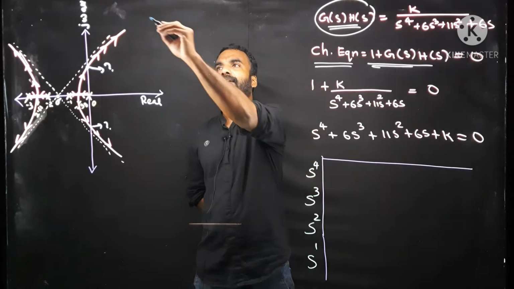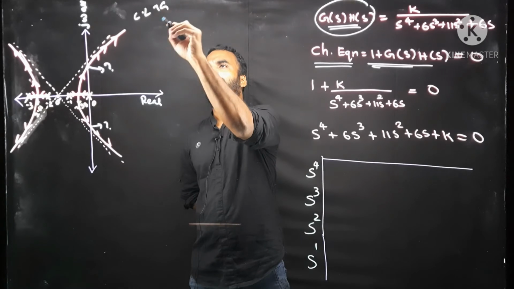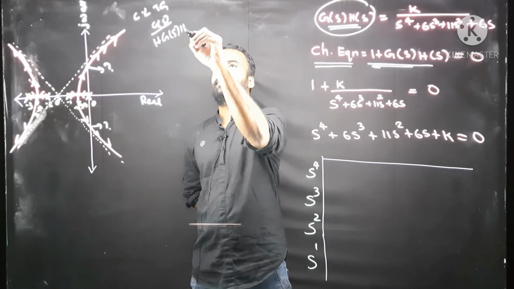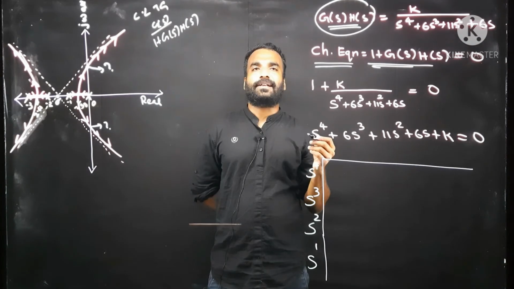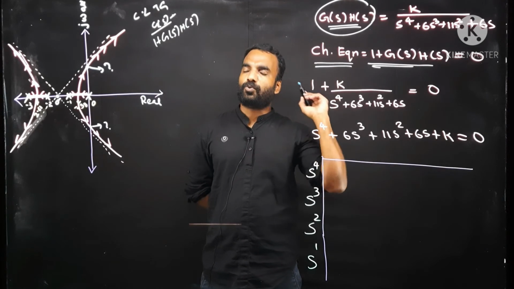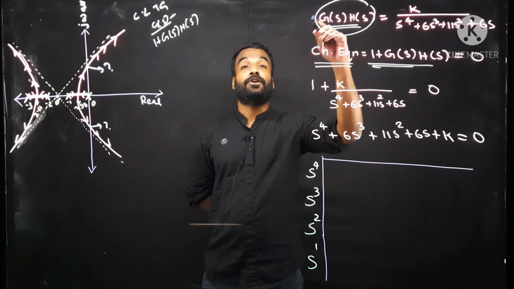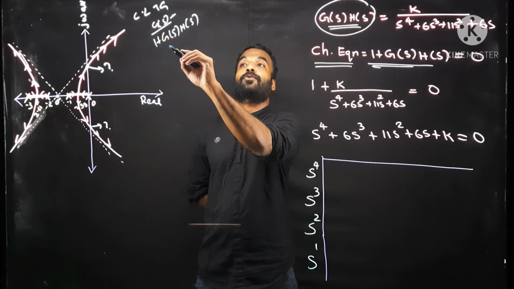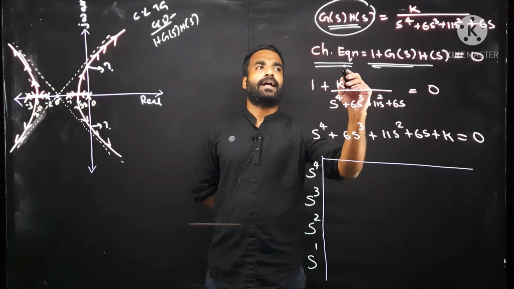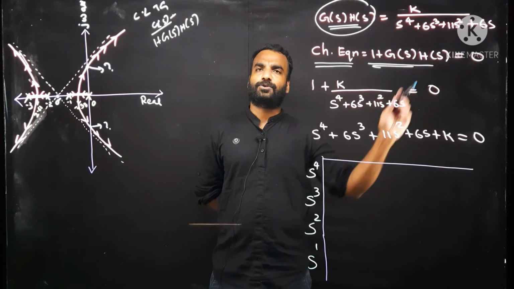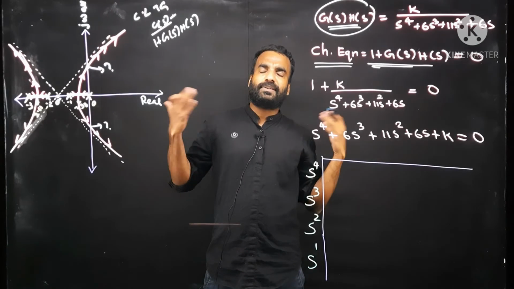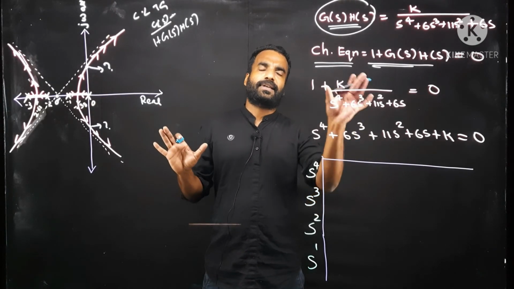Don't go to find the closed loop transfer function G(s) by 1 plus G(s)H(s). This will give a wrong answer because you are not having G(s) alone. In a root locus problem, you are always having G(s)H(s). So this step cannot be applied. For finding the characteristic equation, you have to directly apply 1 plus G(s)H(s) equal to 0. In this method also, both will give the same answer for the characteristic equation.